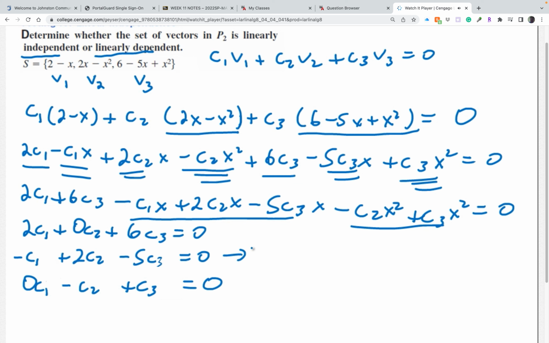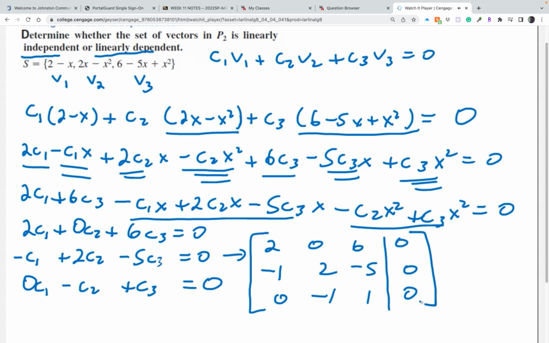And then we can set up an augmented matrix. The first row will consist of 2, 0, and 6, and then a 0. The second row will consist of negative 1, 2, negative 5, and then 0. And the third row will consist of 0, negative 1, 1, and then of course 0. And we'll draw a line here to separate that last column.